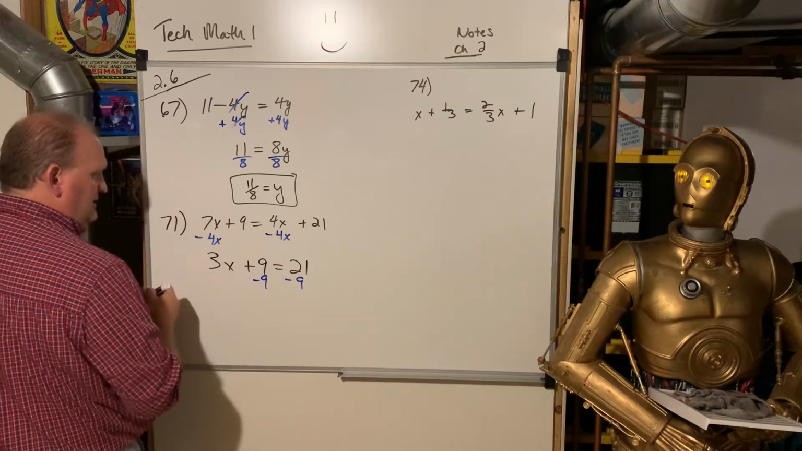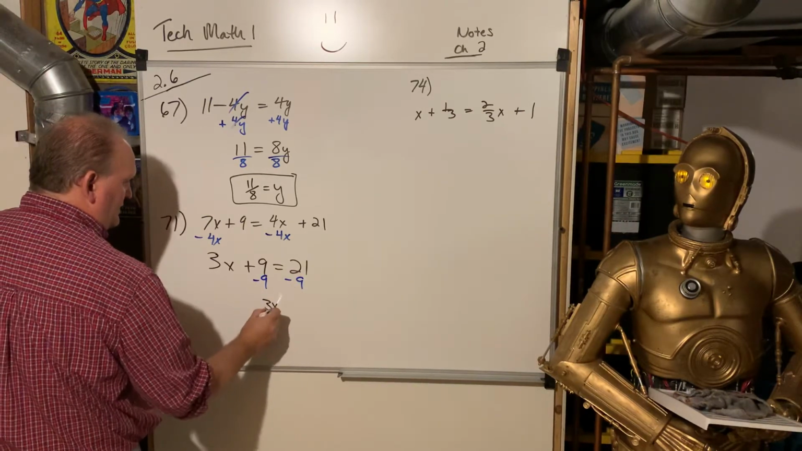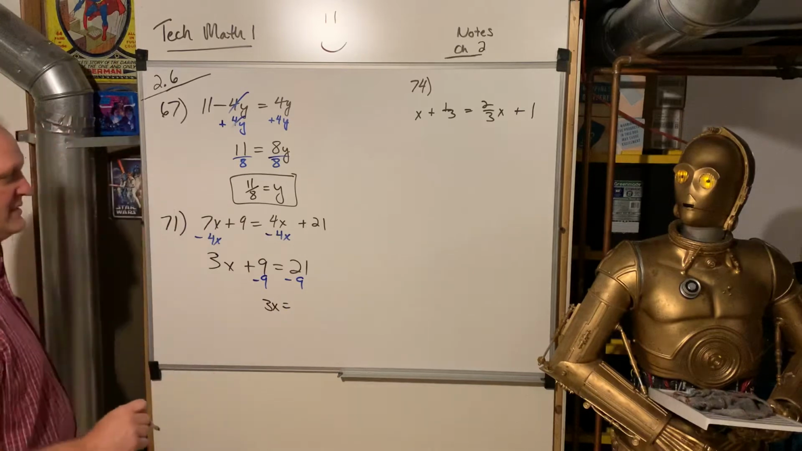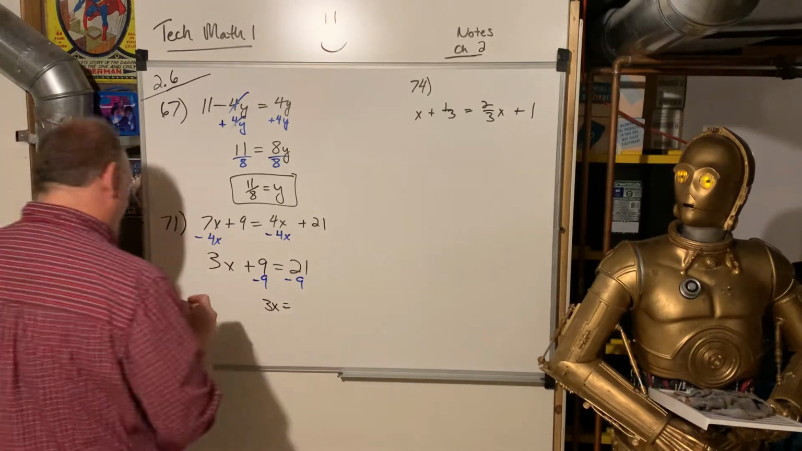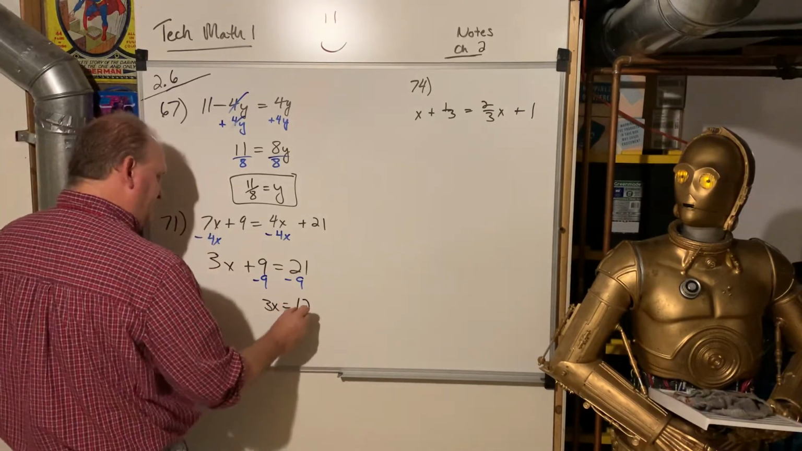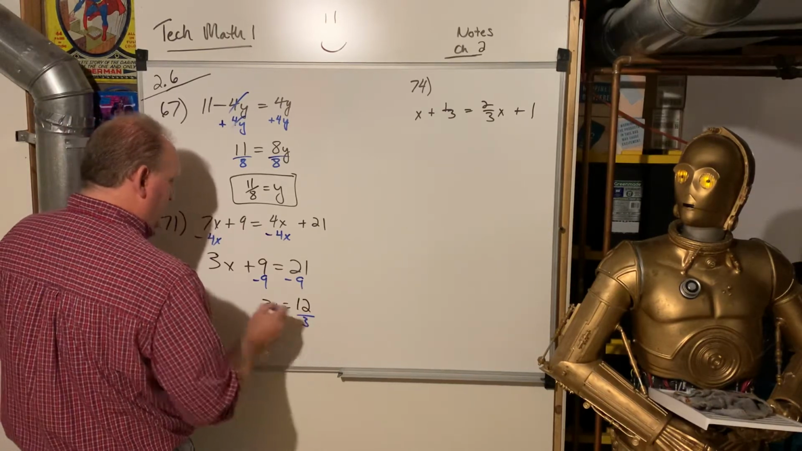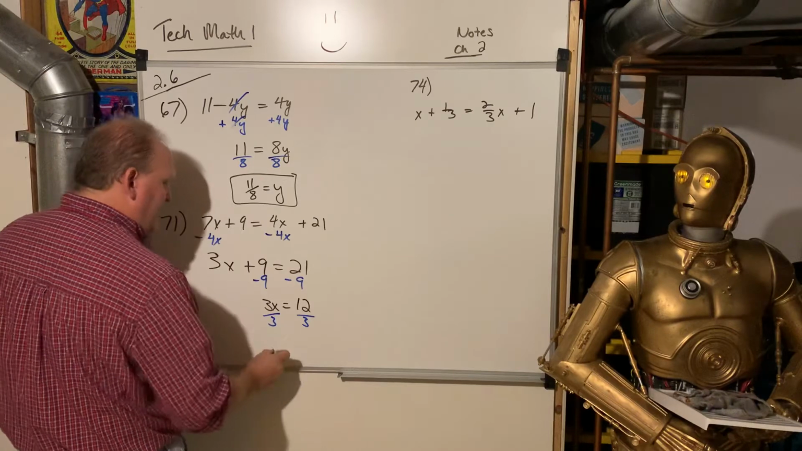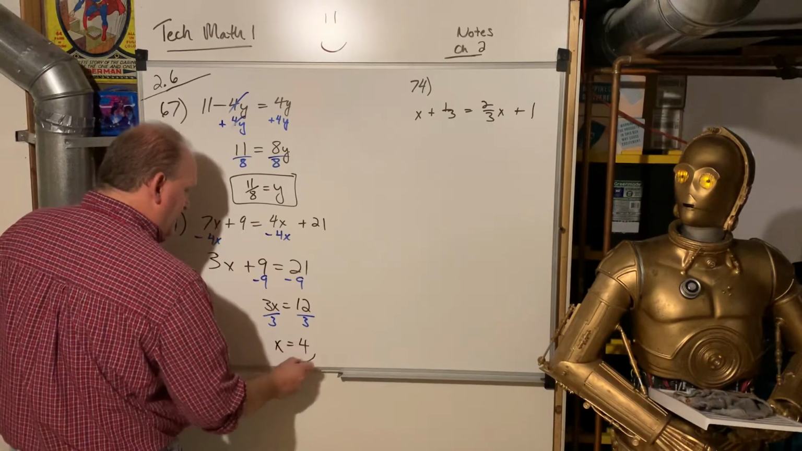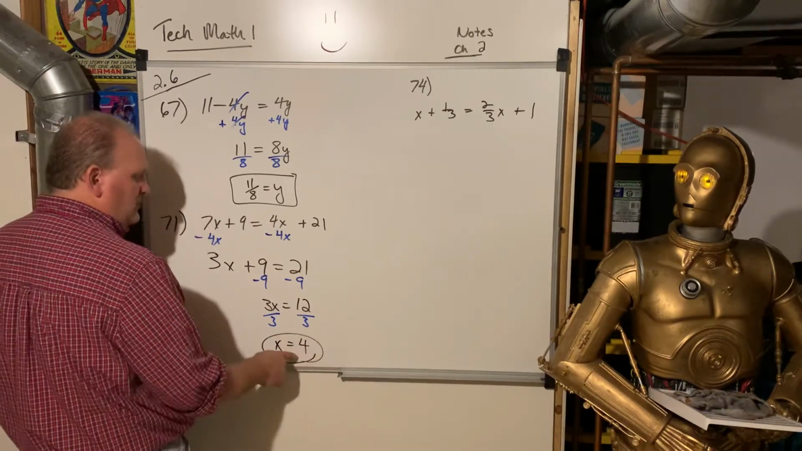So 3x is, what is that equal to? 12. And then divide by 3. So x is equal to 4. Now, I think they had that one worked out already, and they said just check x equals 4.